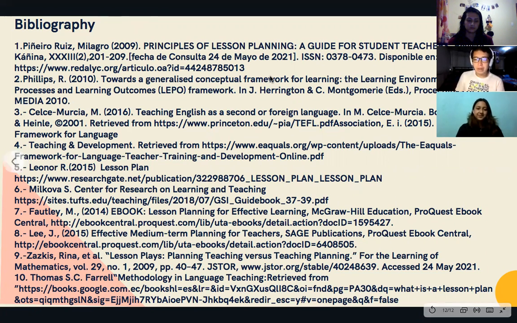We each collaborated by creating one slide in Canva and also searching for the respective authors of lesson planning in their own concept and constructing our own definition of the author's concept.